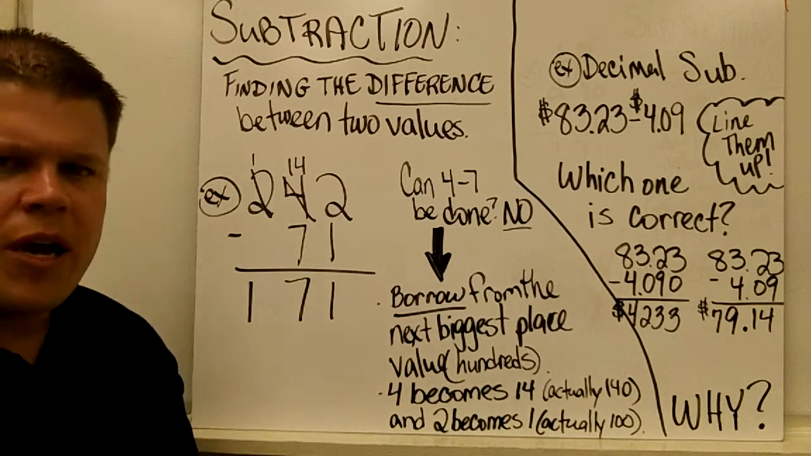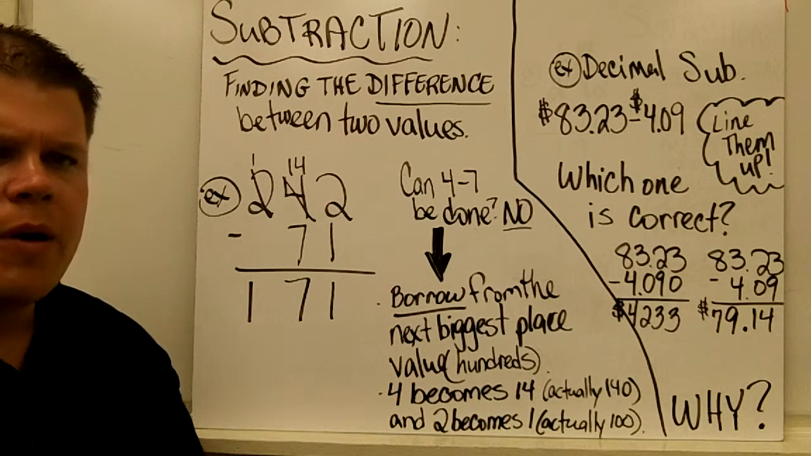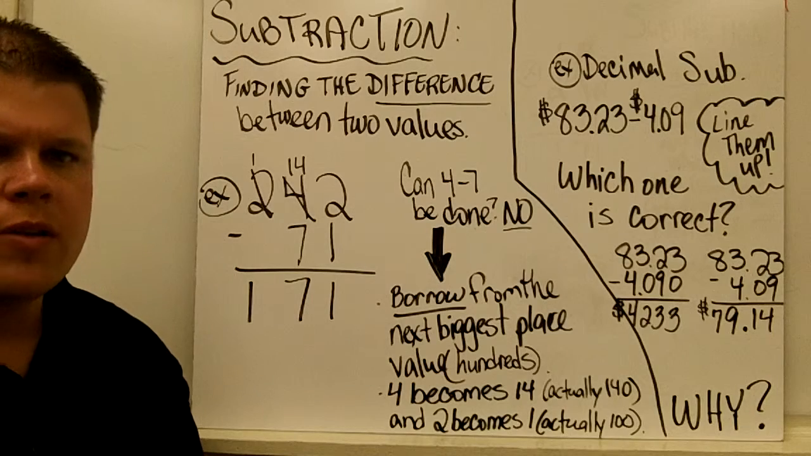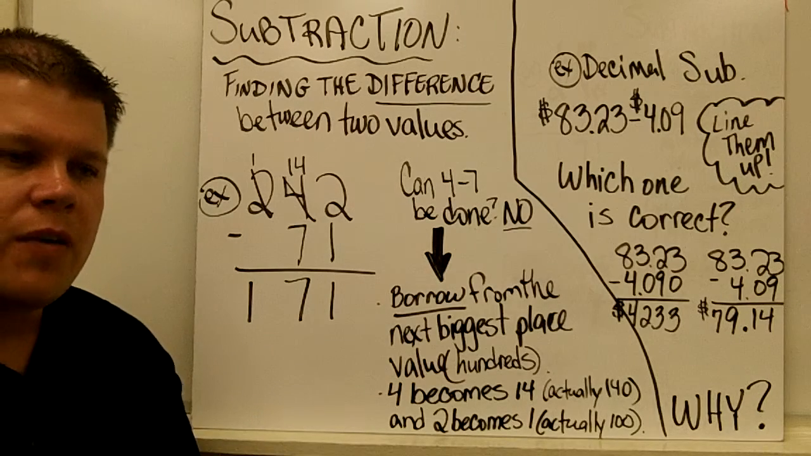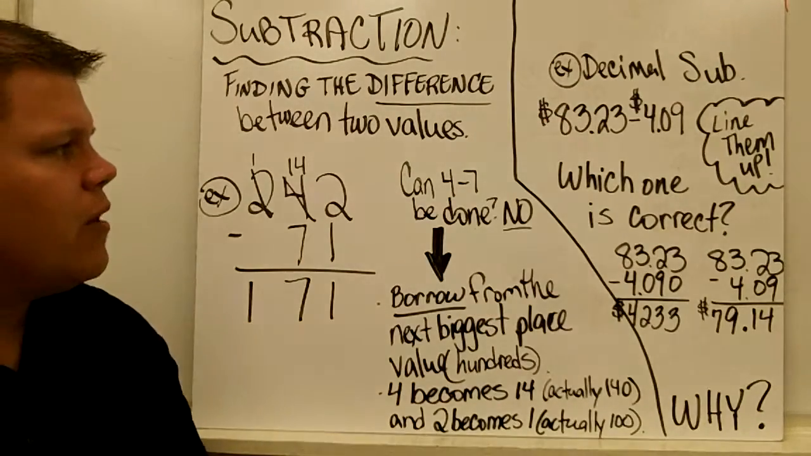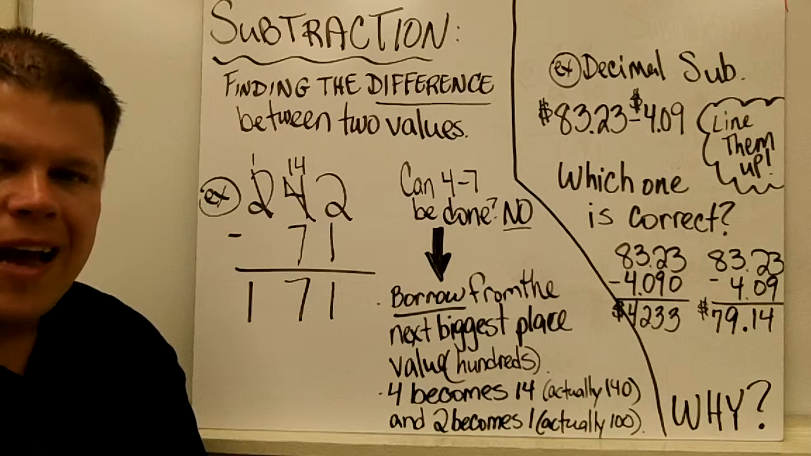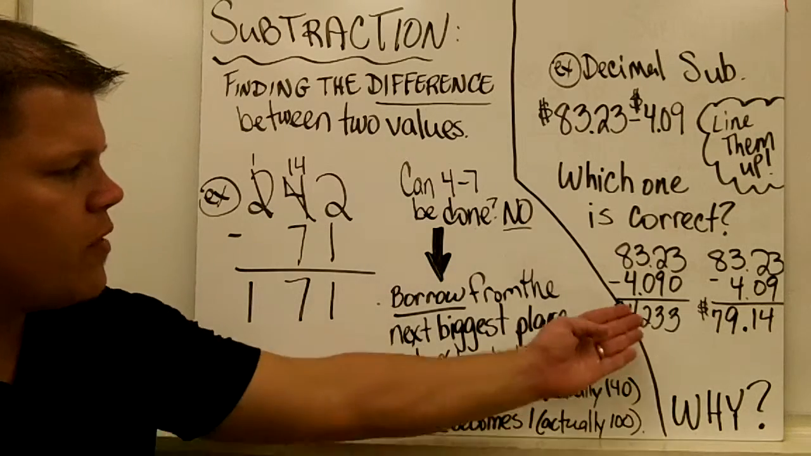When it comes to decimal subtraction, the same rules apply. We must always line up our decimals. If we don't, we're going to come out with a really weird answer. And I'm going to actually give you that assignment. I'm going to have you take a look at this example here, $83.23 minus $4.09. There are two solvings here.